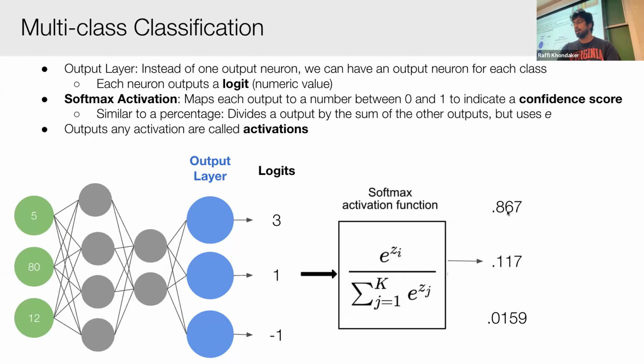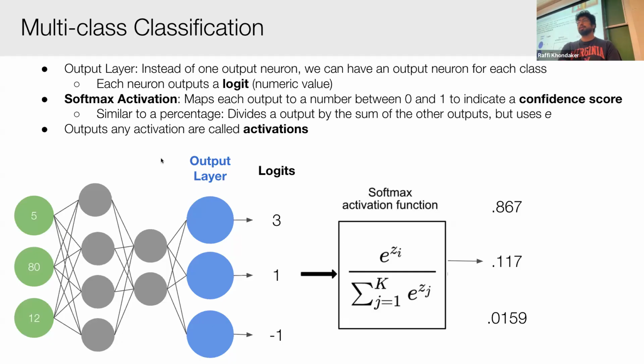We have an 86% confidence of this thing, 1.5% confidence of this other thing, right? So the direct output of our neurons, we call these logits. These are just continuous numbers, like 3, 1, -1, it could be like 0.75, right? We want to map these numbers onto probabilities, right? To do that, we have an activation function called a softmax function, right?